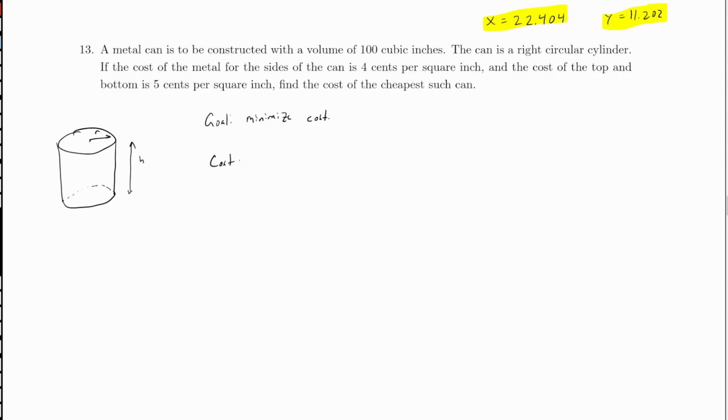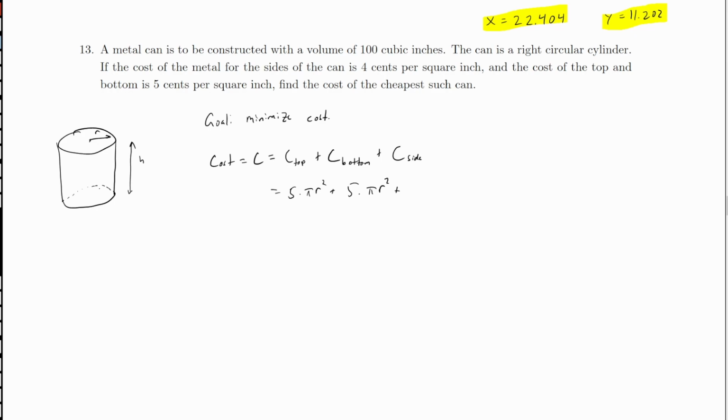So our cost, I'll just write that as C, is going to be the cost of the top plus the cost of the bottom plus the cost of the sides. Okay, the top of the can is 5 cents per square inch, and the area, since it's a circle, is pi r squared, so 5 times pi r squared. The bottom is the same thing, 5 times pi r squared.